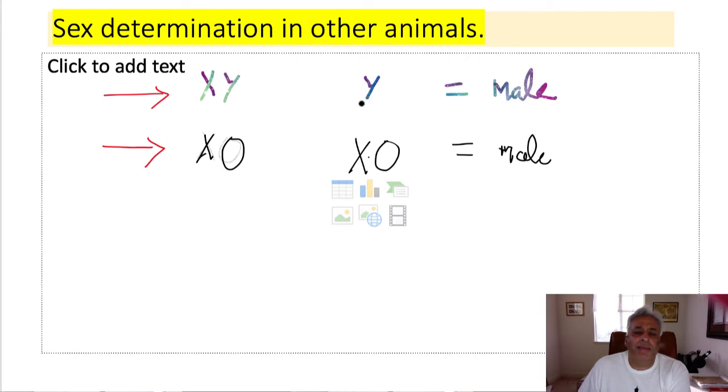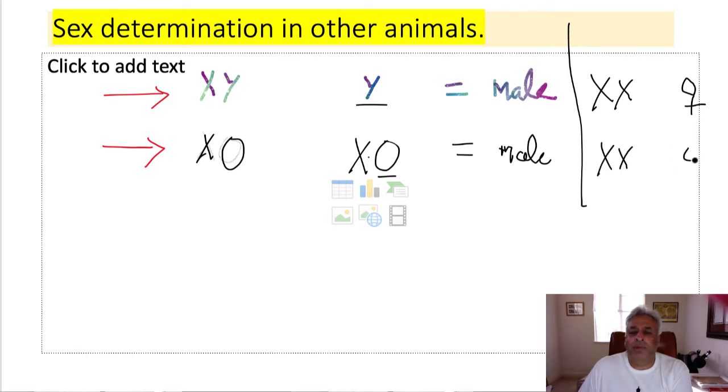So what would make it a female? Well, let's put it over here. So let's put males on this column, and then we'll put the female over here. So let's go back to the XY system. So to be a female, you will be XX. Okay? But the important thing is, in this case, that you have a Y chromosome. In the XO system, the important thing is that you don't have a second X chromosome. So having one X chromosome will make you male, but having 2 or more X chromosomes will make you female. And that's how simple that system is.